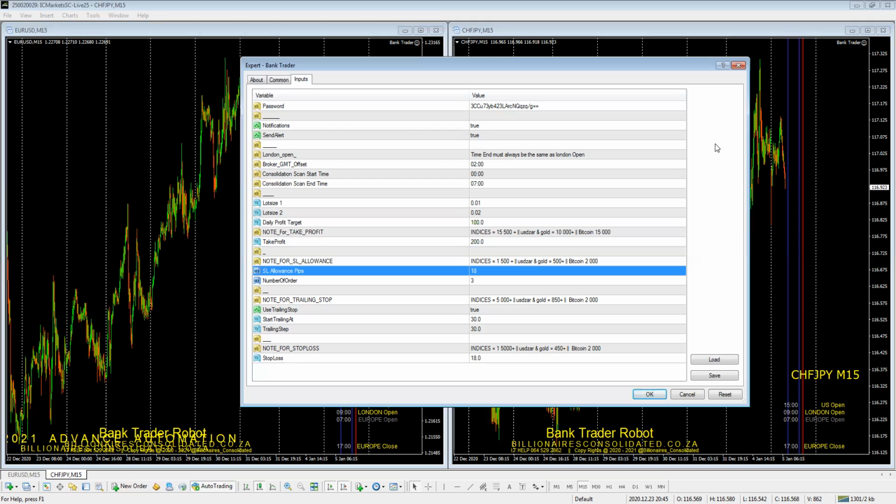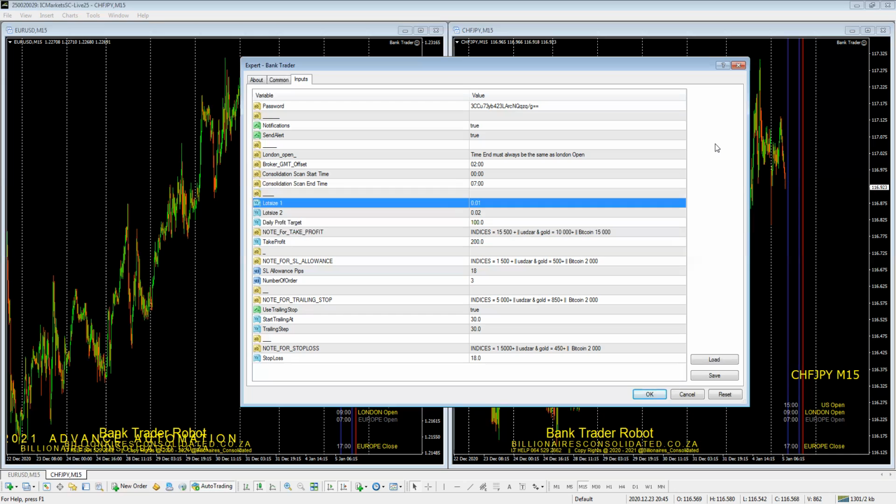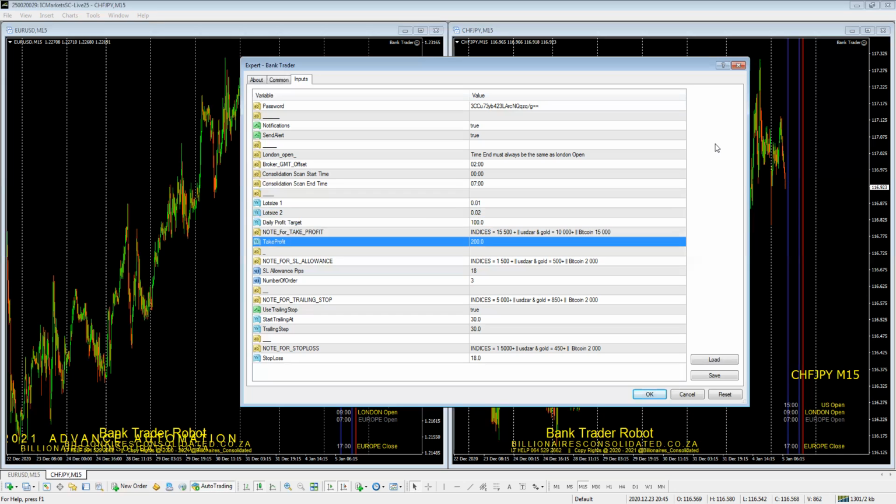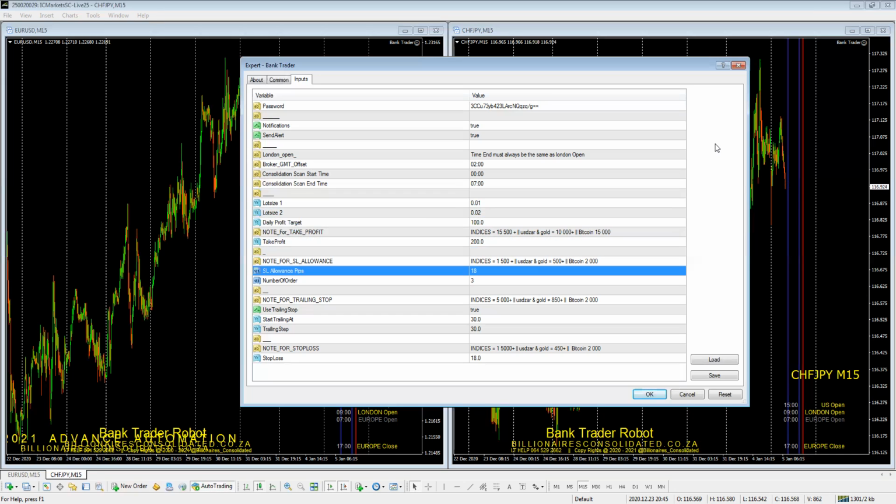Stop loss allowance. Stop loss allowance will be for lot size 1 and lot size 2. Okay. So if it places a buy stop or a sell stop, it will apply the stop loss allowance to put your stop loss basically. Okay.